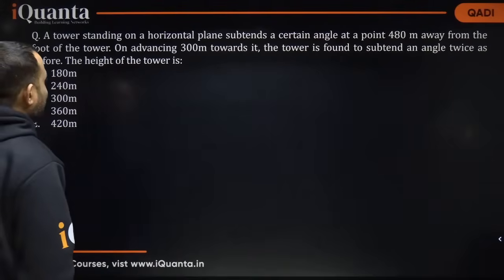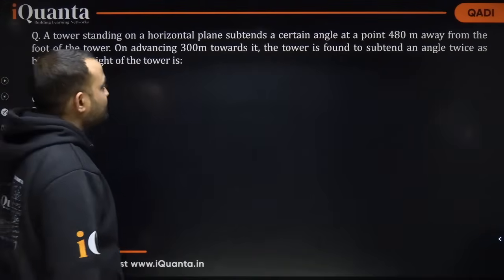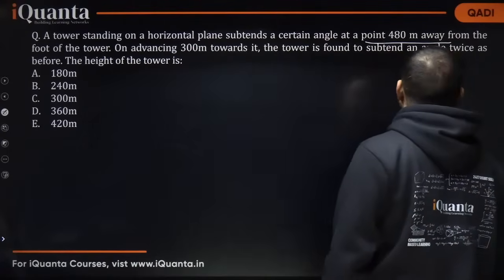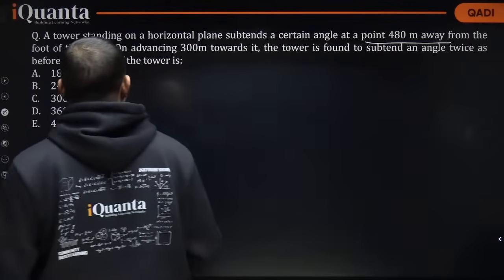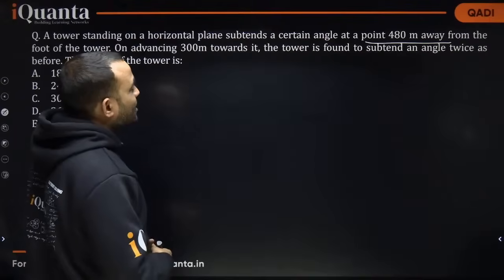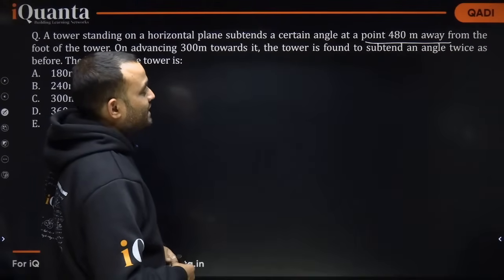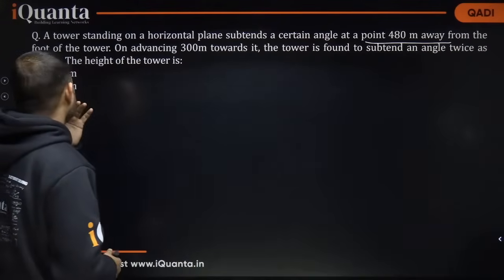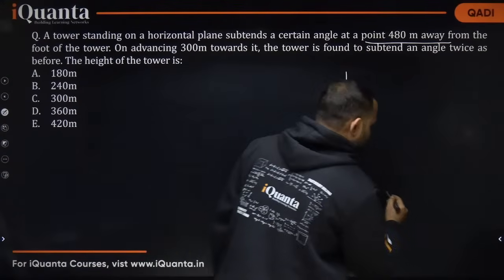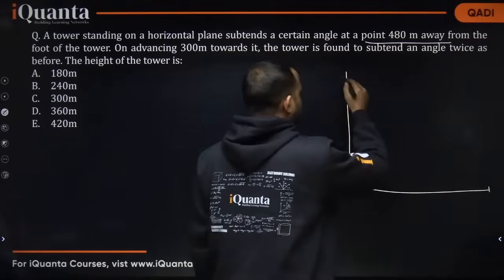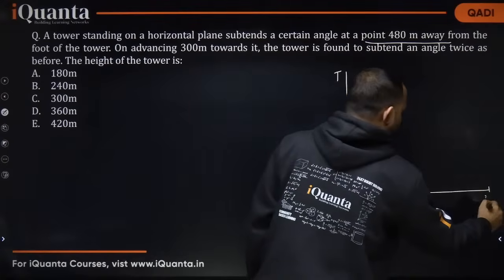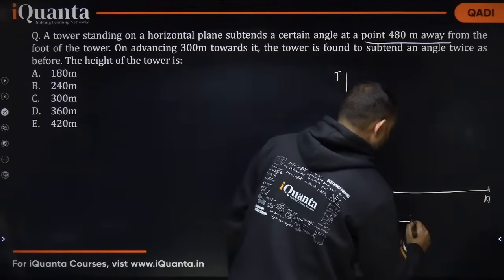A tower standing on a horizontal plane subtends a certain angle at a point 480 meters away from the foot of the tower. On advancing 300 meters towards it, the tower is found to subtend an angle twice as before. The height of the tower is? So let's say this is the tower and this length is 480 meters away. This is point P, this is tower T, this is point A, and this length is 480.